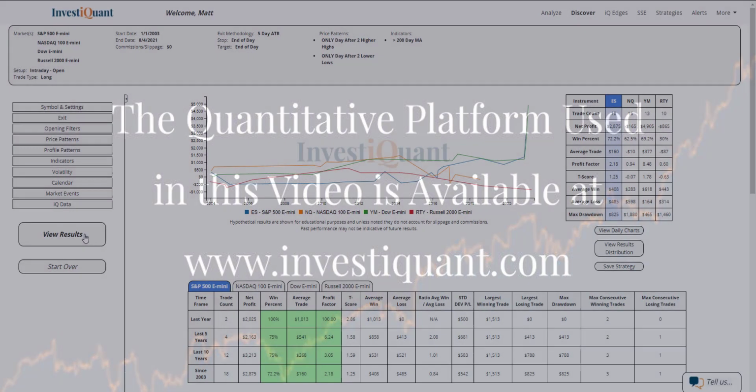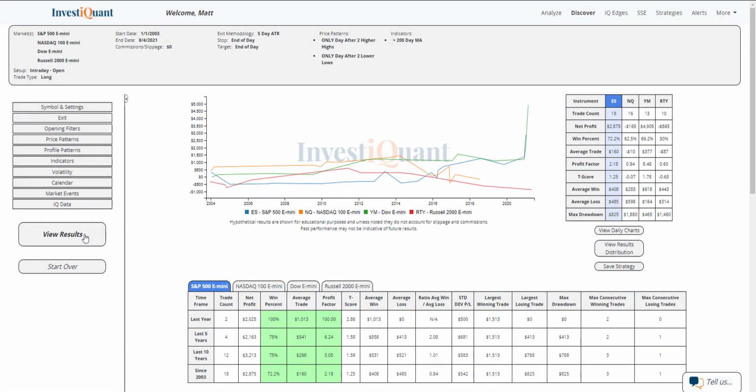All right, and here we go. These are the results based upon entering the market long at 9:30 a.m. Eastern Time and exiting at 4:15 p.m. Eastern Time when you have back-to-back outside day patterns above a 200-day simple moving average. Historically, we only have 18 samples to look at in the S&P dating back to 2003. So again, not very common to see this pattern.